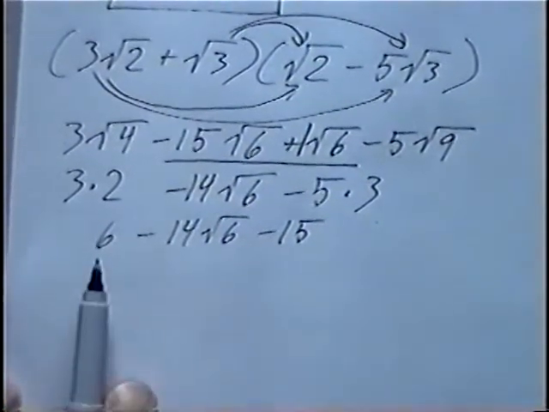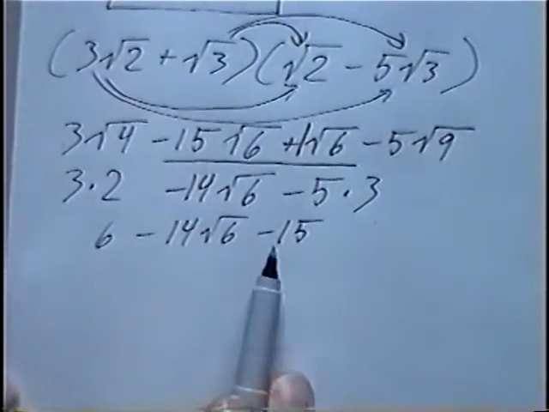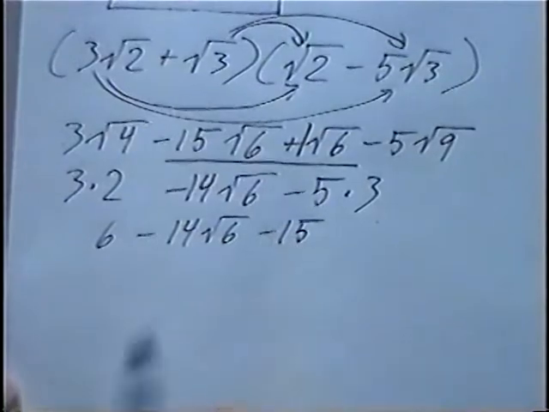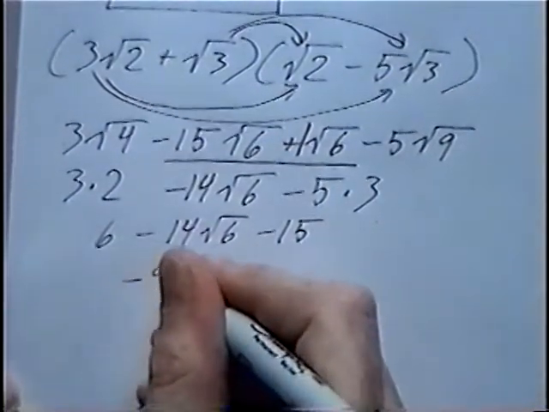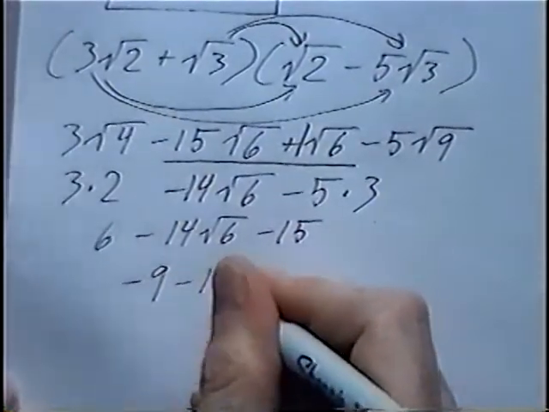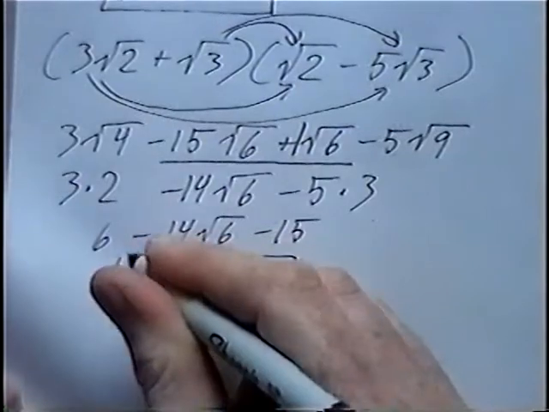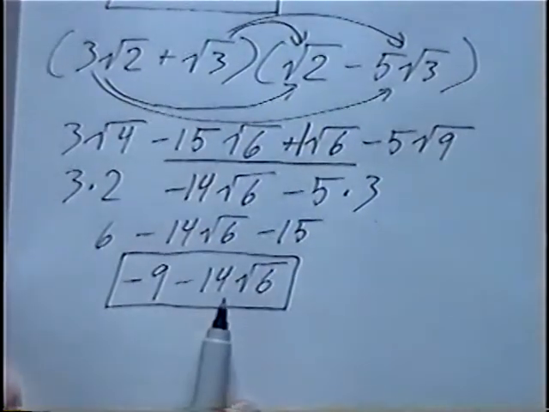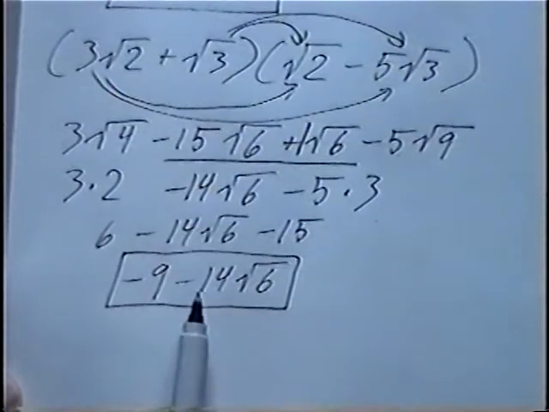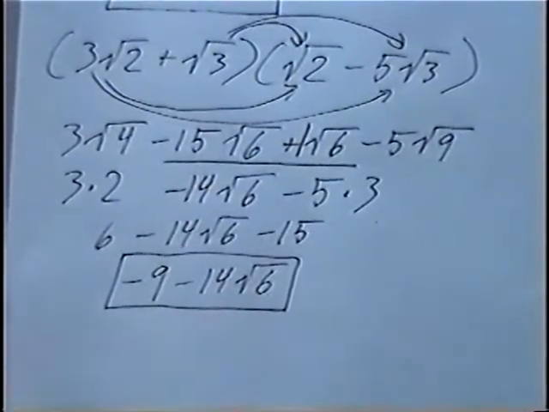Last step, combining like terms. We have a 6 and a minus 15. Both are just integers without radicals. So 6 minus 15 would be negative 9. And minus 14 radical 6 would stay the same. So our final answer, negative 9 minus 14 radical 6. And again, the negative 9 and negative 14, we can't subtract those because the 14 has a radical and the 9 does not.